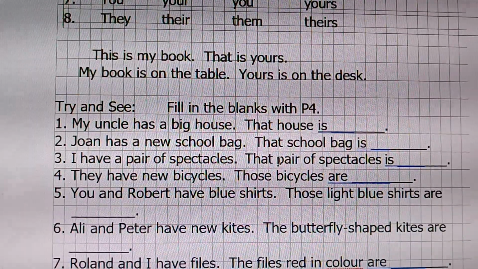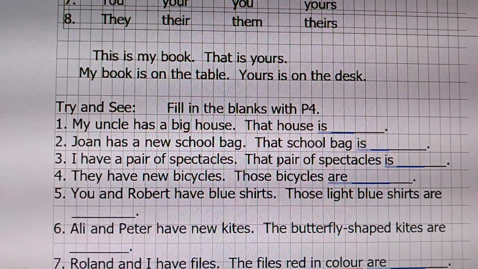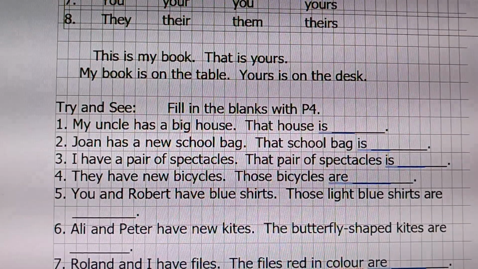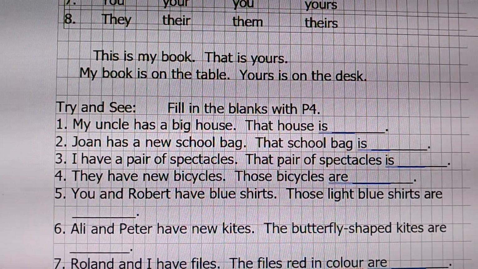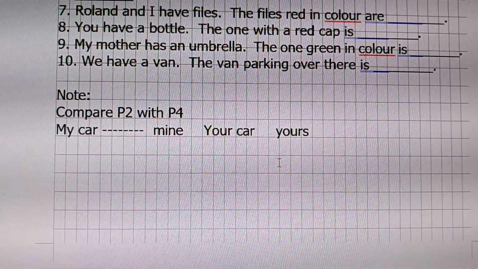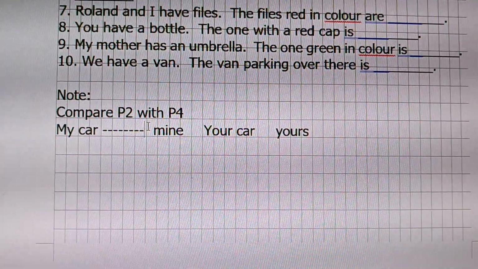Try and see. Fill in the blanks with P4. Alright, number 5. You and Robert have blue shirts. Those blue shirts are, of course, yours. Right? You and Robert. You. Yours. P4. Alright. Compare. My car. Mine. Your car. Yours. Right?